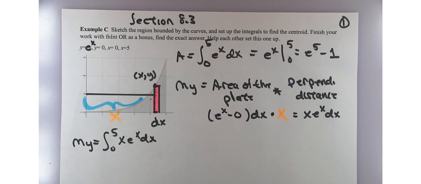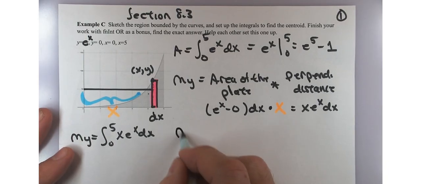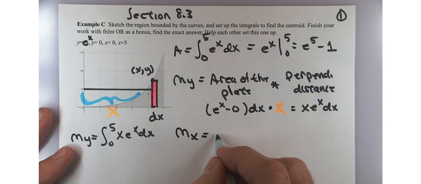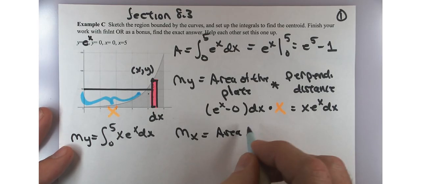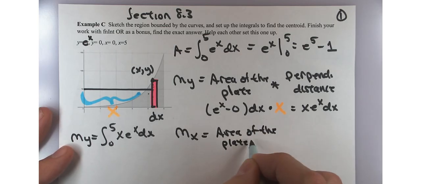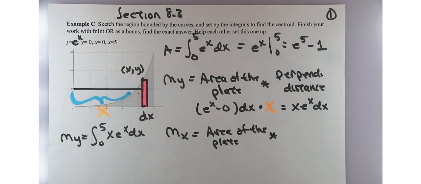And that's probably going to require integration by parts. So we'll leave that there for the moment. Are we okay with the setup on that one? As far as M sub x is concerned, it's going to be kind of similar. The area of the plate times the perpendicular distance to the x-axis.